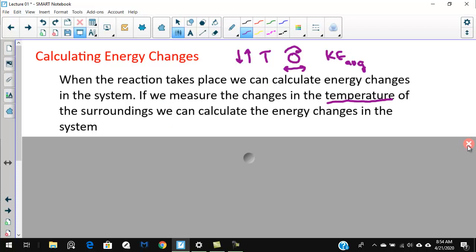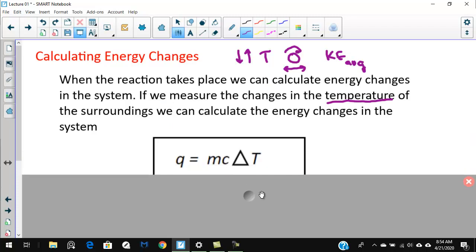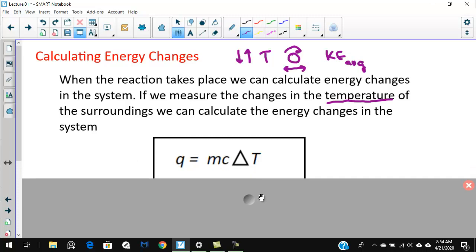Okay, so we need a formula for that. But here's our heat thermochemistry formula. So we're going to have something called Q, and Q is just a quantity of heat. So we're just going to calculate out a quantity of heat, and that's why we use a Q for the symbol. And that can be measured in many different things, calories.